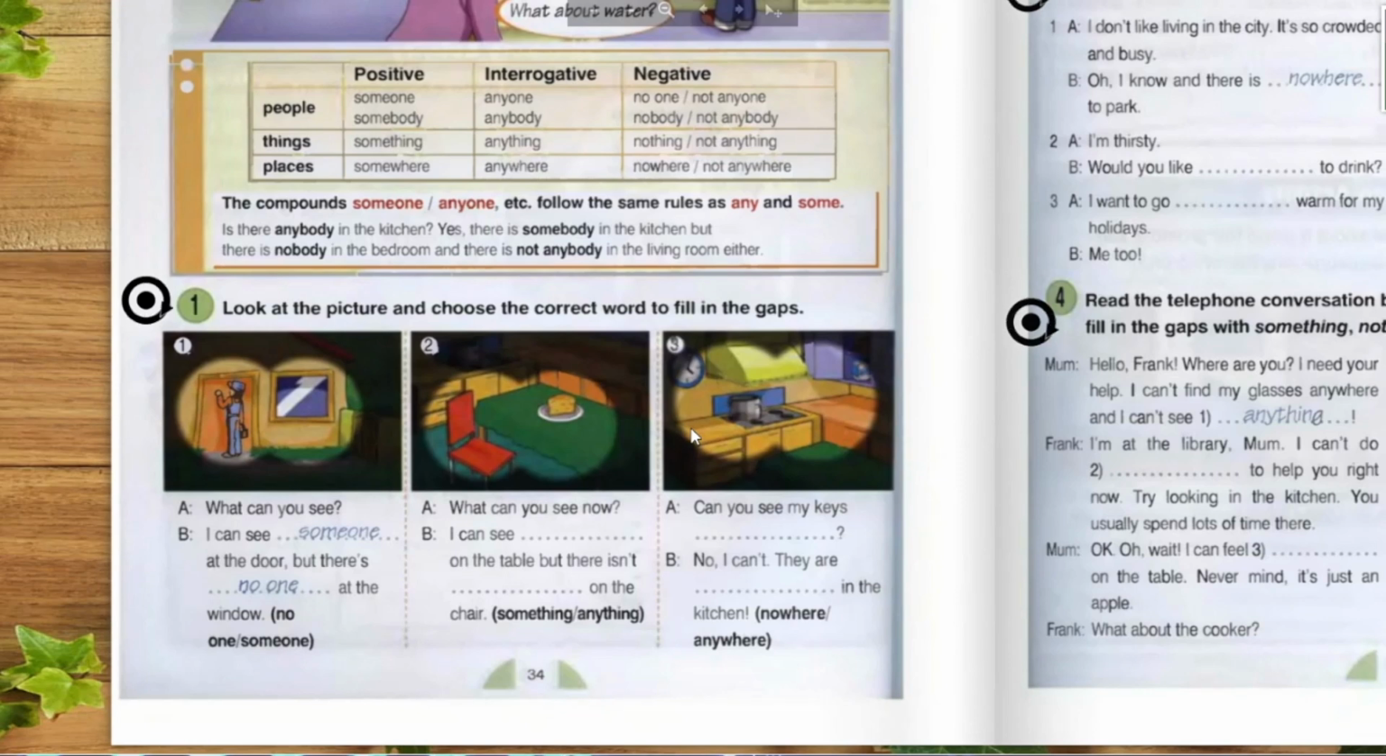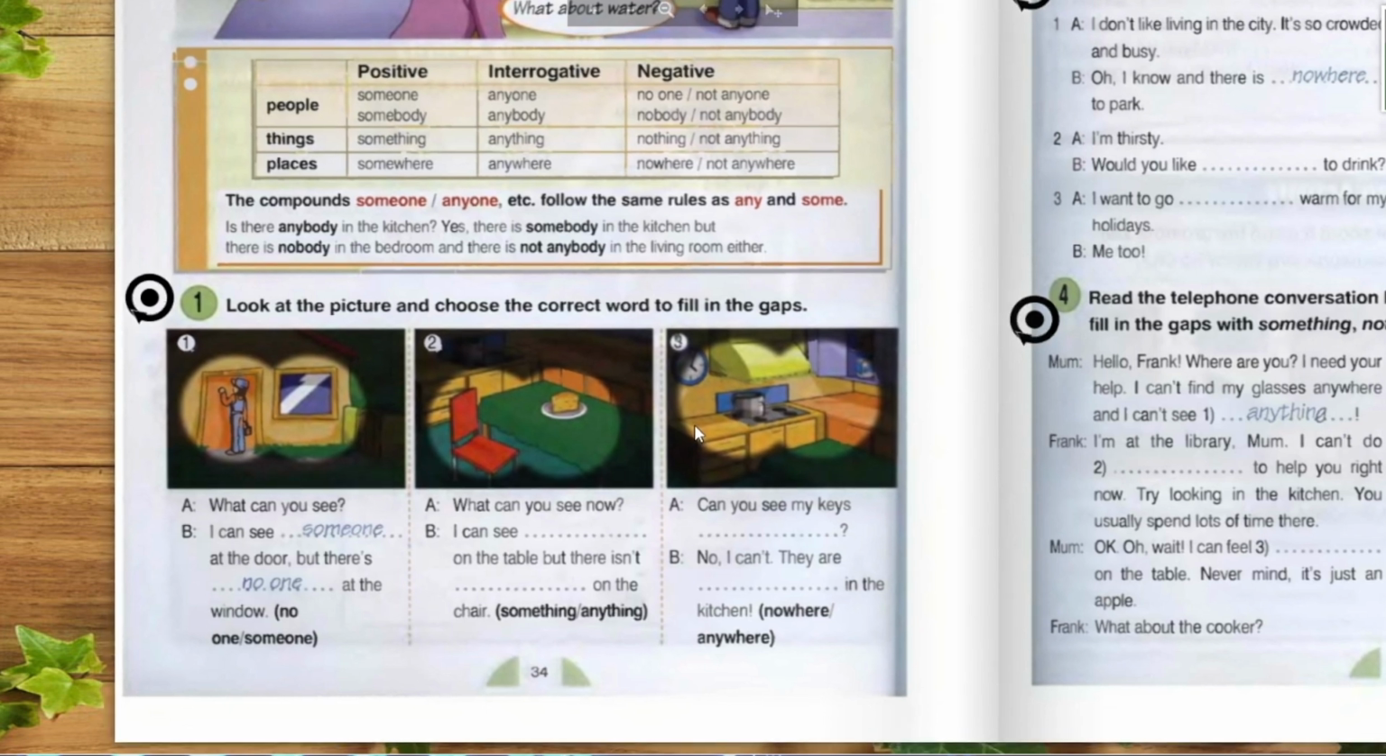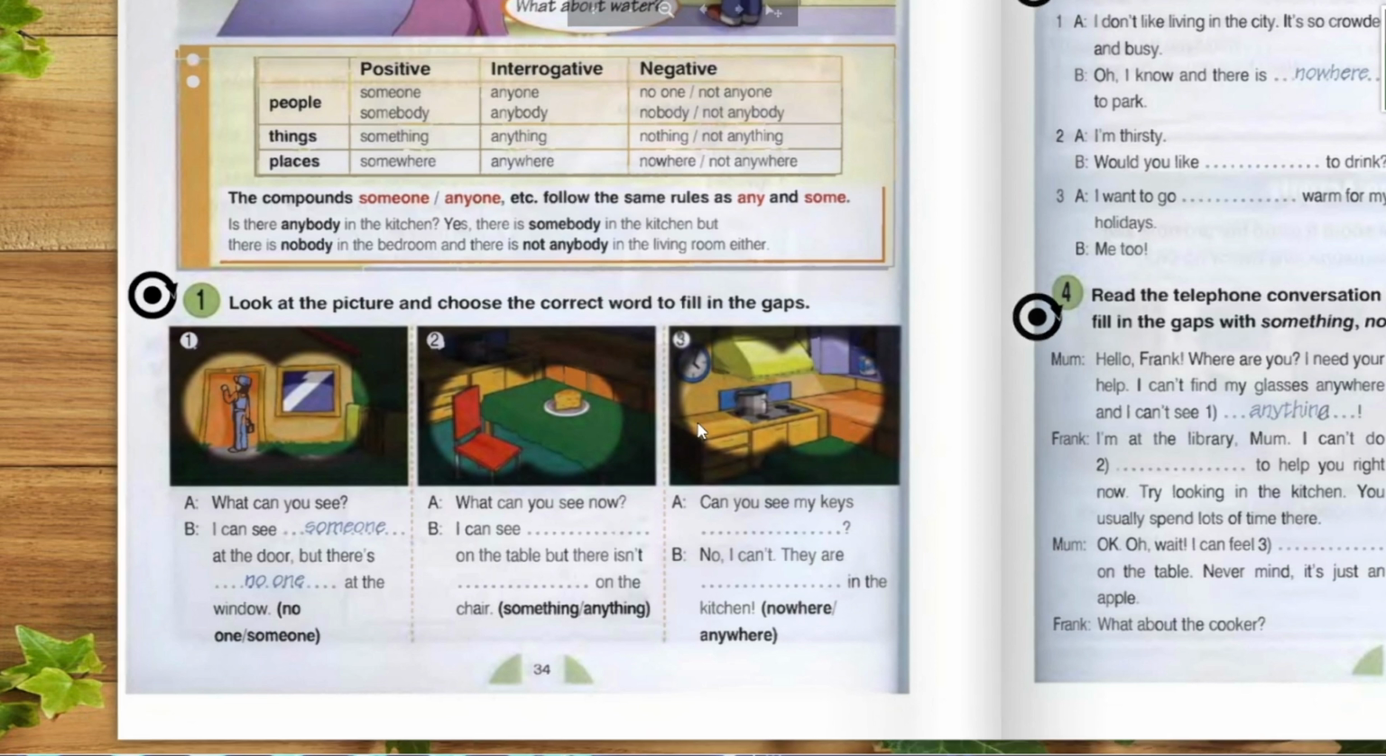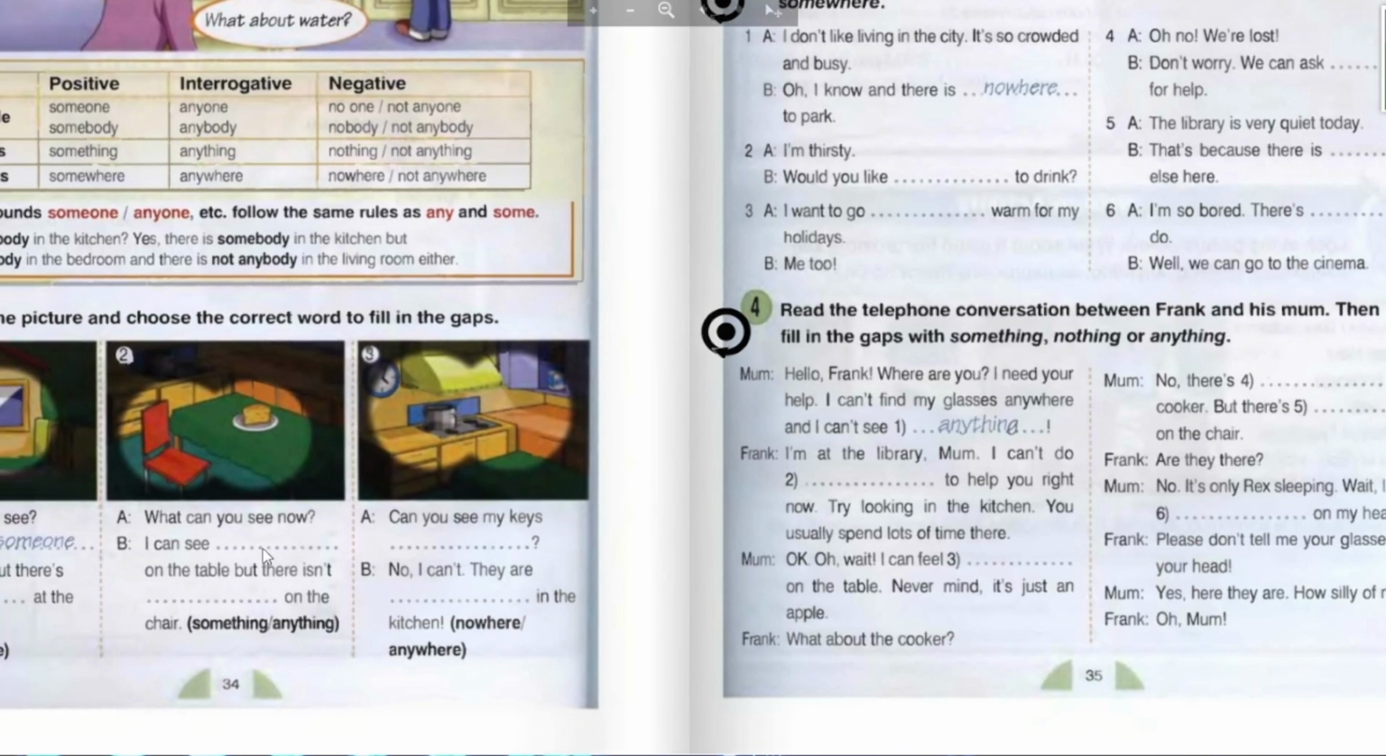Look at the picture and choose the correct word to fill in the gaps. What can you see? I can see someone at the door, but there is no one at the window. What can you see now? I can see something on the table, but there isn't anybody.